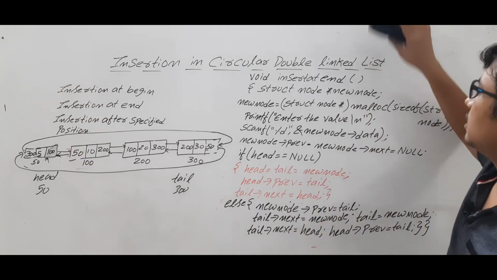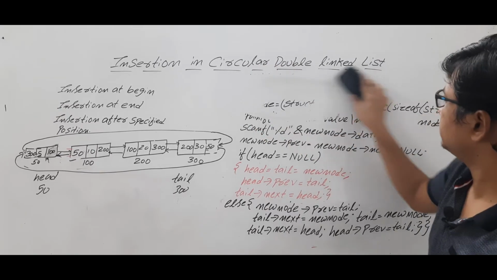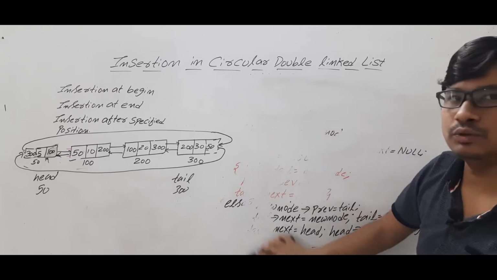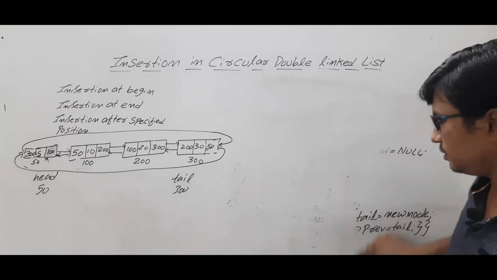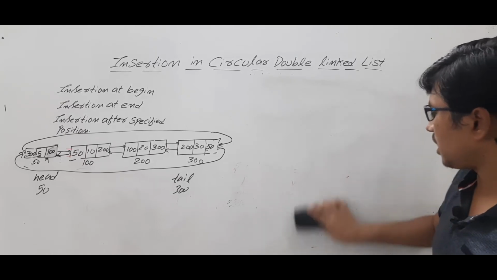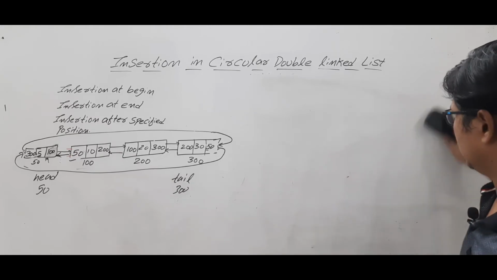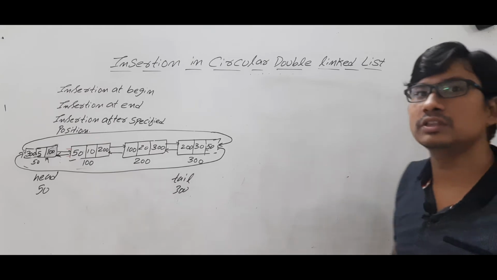Let me discuss the C program for it. Let me erase this one so that I will use this space to discuss the C program to insert a new node after a specified position in the circular double linked list. I hope you are enjoying the video. Maybe it is lengthy, but it is worthy to learn.